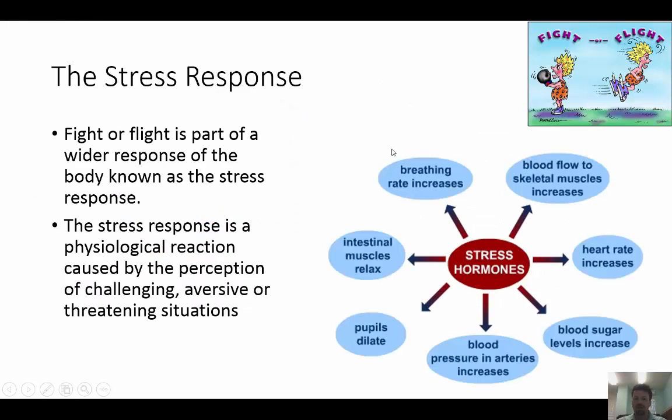Now I just want to focus a little bit on the fight or flight response, because the fight or flight response is part of a wider response of the body known as the stress response. Remember we said the fight or flight response kicks in when your body is getting prepared for action, when something's going on in your environment and your body has to react to it. The stress response is a physiological reaction caused by the perception of challenging, aversive, or threatening situations.